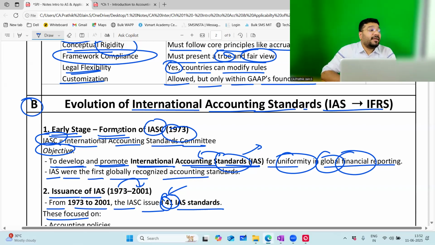called the IASC, the International Accounting Standards Committee. This committee had representatives from multiple countries who understood their respective countries' practices and tried to give a common input which is applicable to everybody. The objective of the IASC was to issue IAS, International Accounting Standards. From 1973 onwards we started issuing IAS and it went on till 2001. In total, 41 international accounting standards were formulated and made applicable.